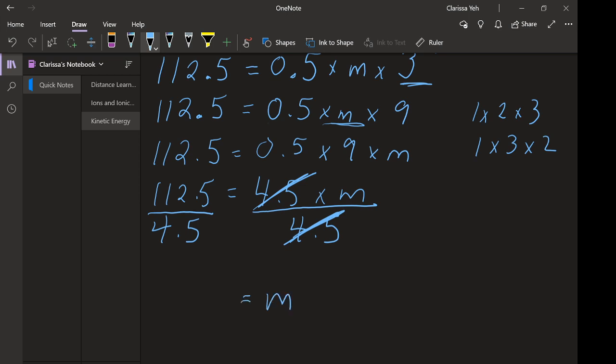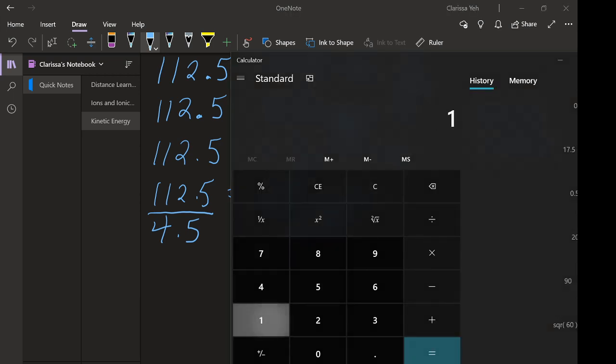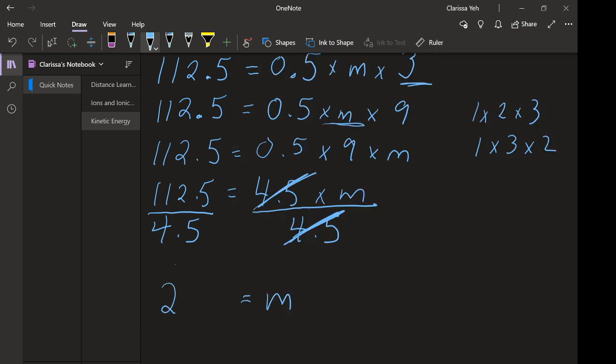Because these 4.5s canceled out, all you're left with on the right hand side is m. My left hand side, I can refer to my calculator because no way am I going to do that in my head. 112.5 divided by 4.5. And that is equal to 25. So m is 25. My final answer, remember the units, is my mass is equal to 25 kilograms.